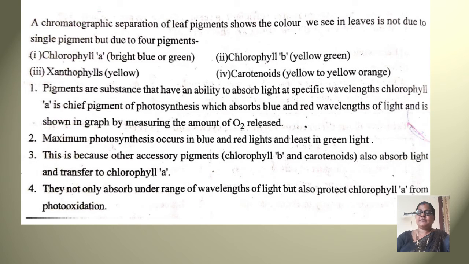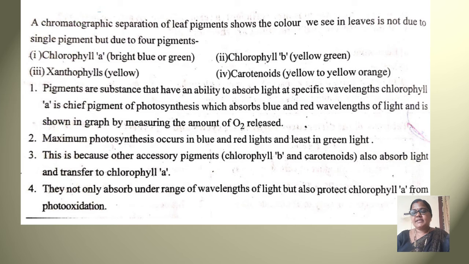Pigments are substances that have the ability to absorb light at specific wavelengths. Chlorophyll A is the chief pigment of photosynthesis, and it absorbs blue and red wavelengths of light.